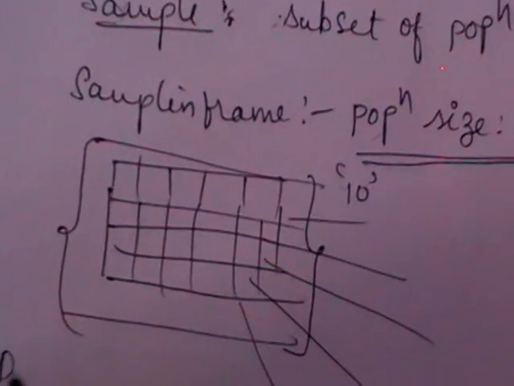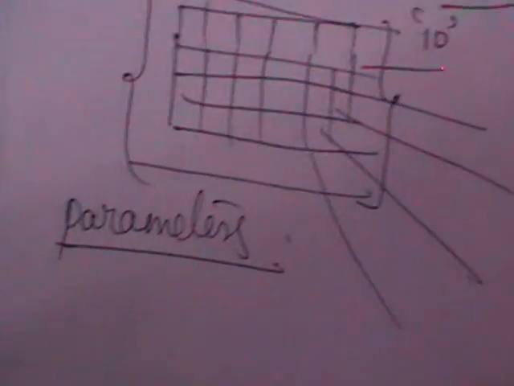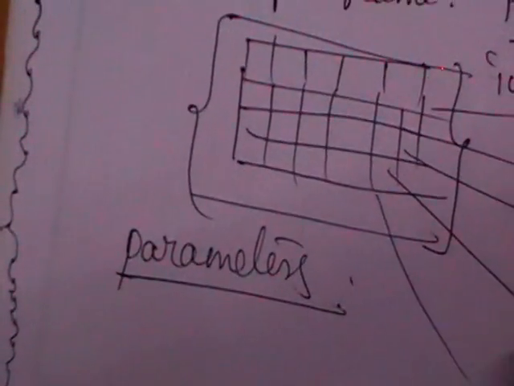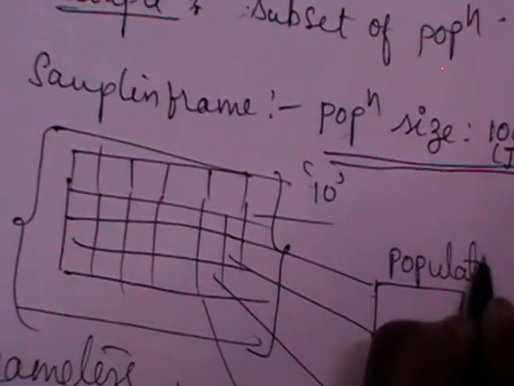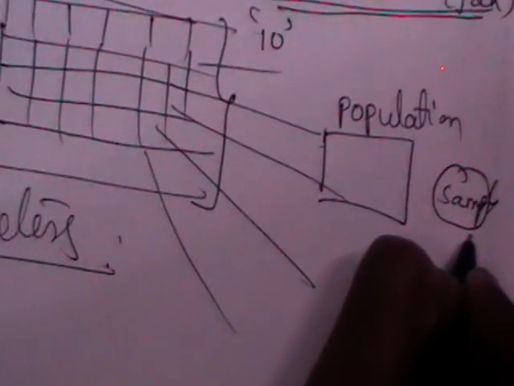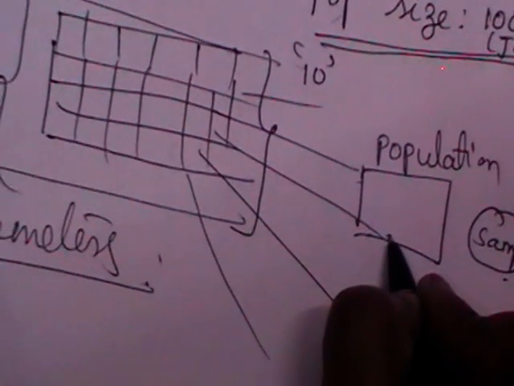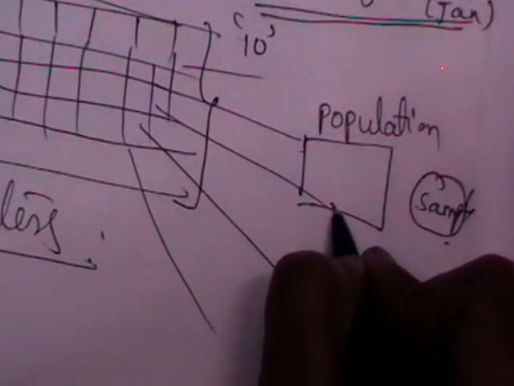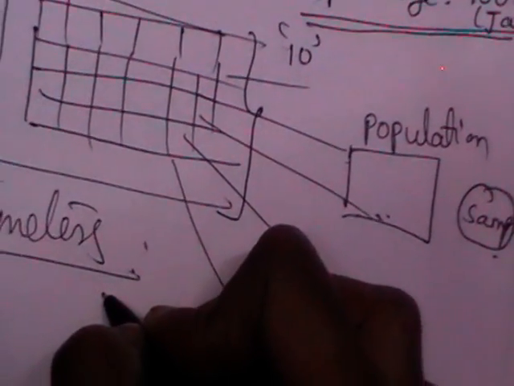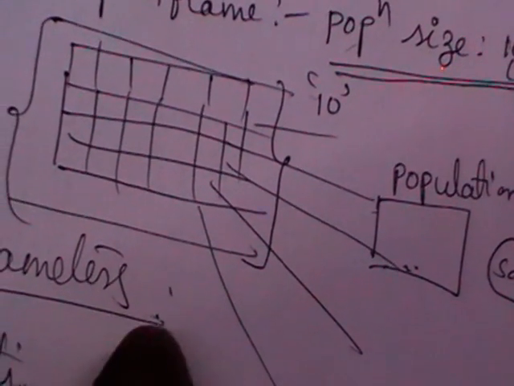Okay, the next term is parameters. What do you mean by parameters? These are nothing but constants. We have two different sets: the population is one set, and a sample is nothing but a subset of the population. We term that as sample. So parameters are nothing but constants. Most probably, the statistical constants of the population are called parameters. The statistical constants of a sample are called statistics.